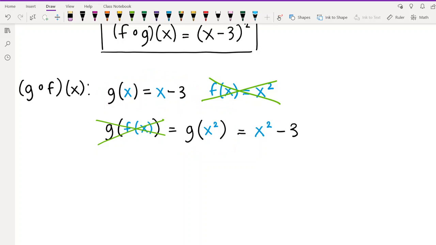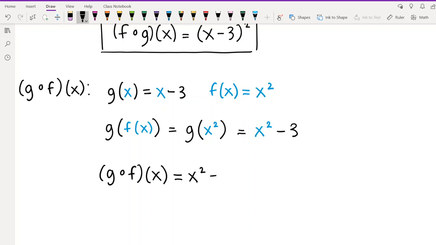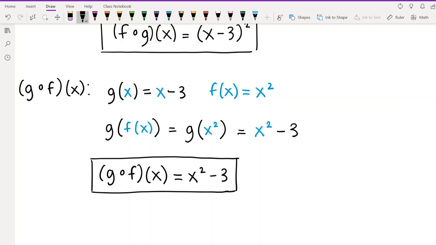And so our new composed function, g composed with f of x, is equal to x squared minus 3. Just like we did in the last video, notice we're building these new functions. These are functions just like any other. It's just that the process for building them is a little different than in the last video. It's not just adding or subtracting, it's combining them in a more intricate way.